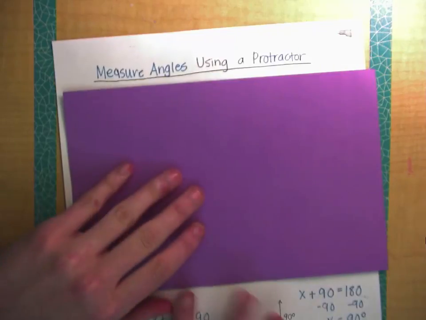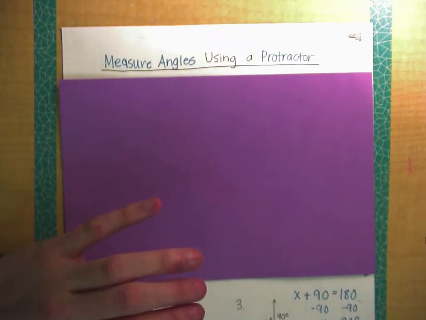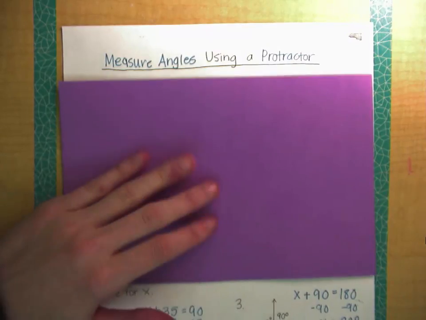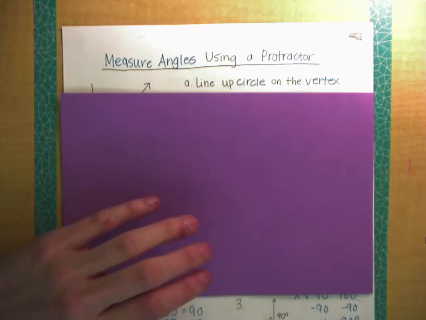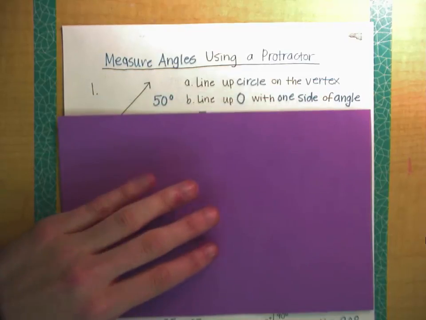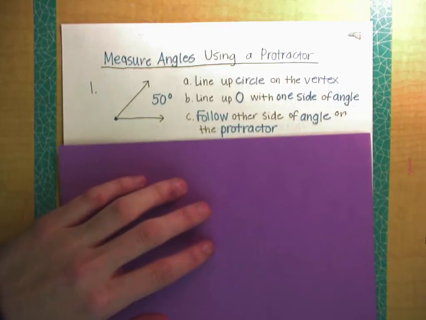Measuring an angle using a protractor. What was the first step that we have to do? The first step is line up the vertex. You're going to line up the circle on the vertex of the angle. Then you line up 0 on the side of the angle. And then what do you do? Follow the other side of the angle on the protractor.